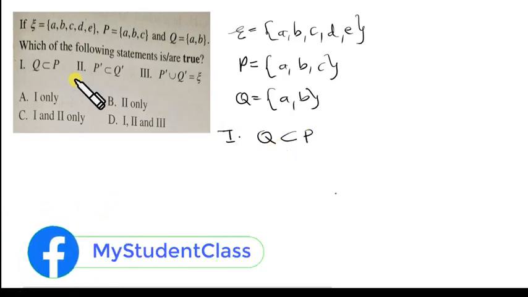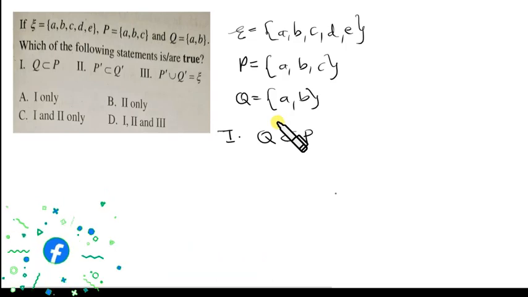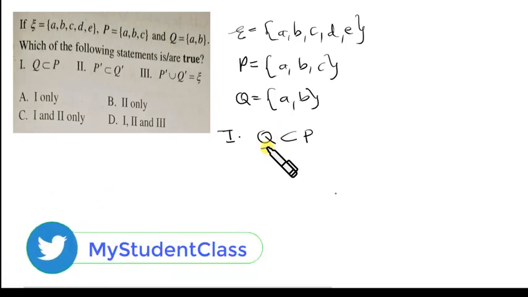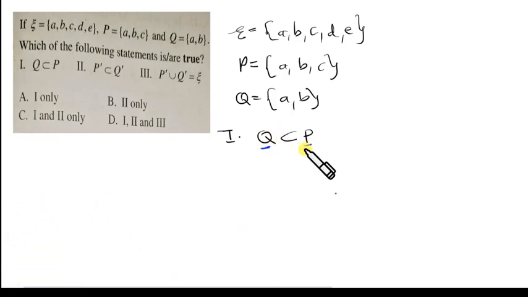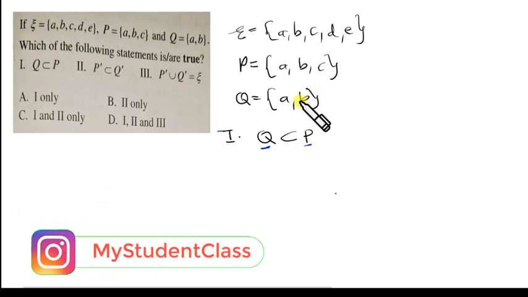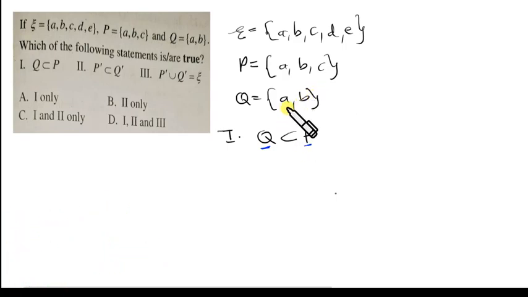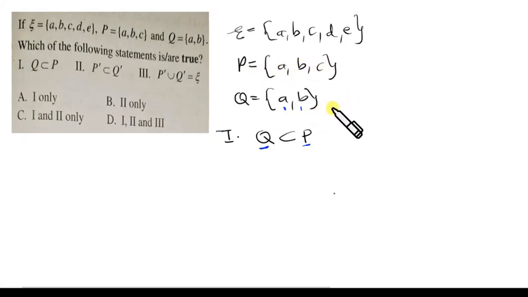Now, if we say the set Q is a subset of set P, then that means that all the elements in set Q can be found in set P. So what are the elements in set Q? We have A and we have B. So if we go into set P, we also have A, B, C. So it is very clear that we can find all the elements in set Q in the set P. So this is true. Indeed, set Q is a subset of set P.